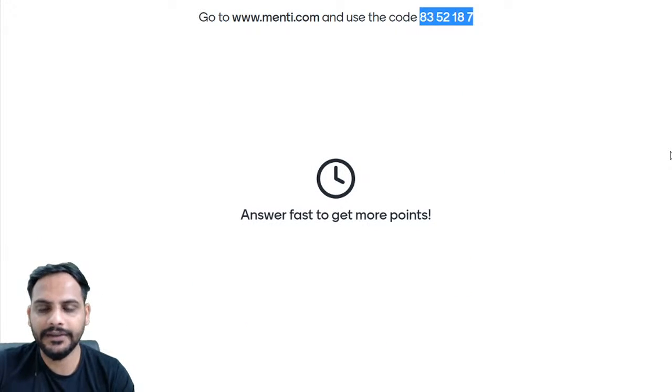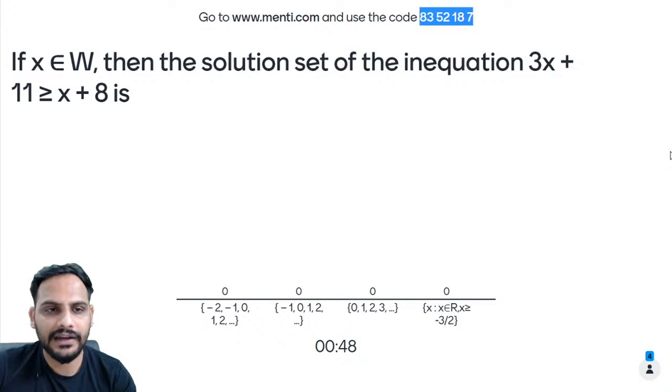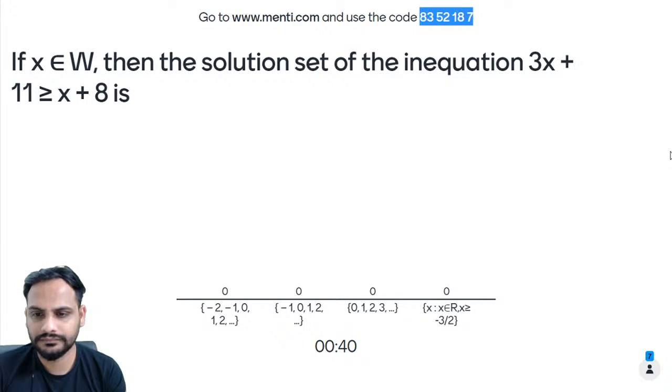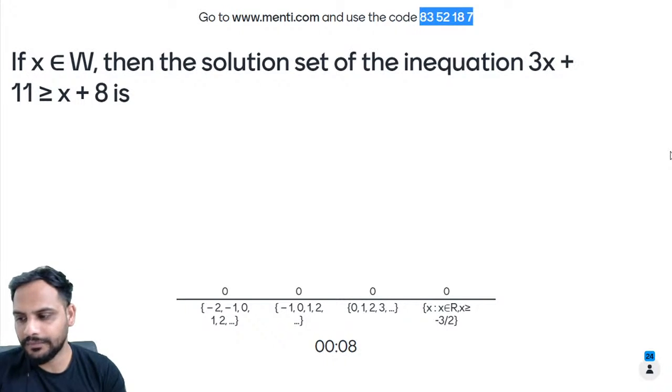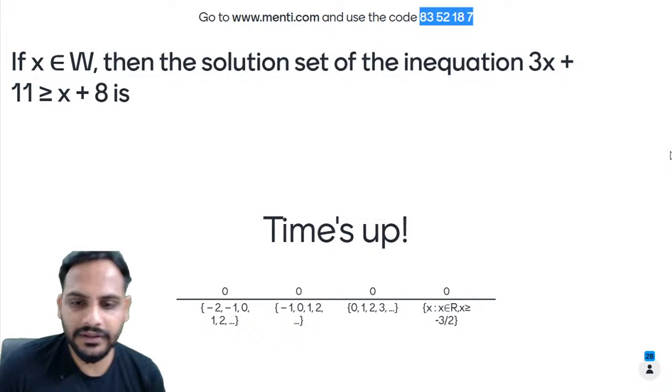The question number one coming your way is this. If x belongs to whole numbers, then what is the solution set of the inequation 3x + 11 >= x + 8? Last 10 seconds now. Be quick. 7, 6, 5, 4, 3, 2, 1, and the time is over.